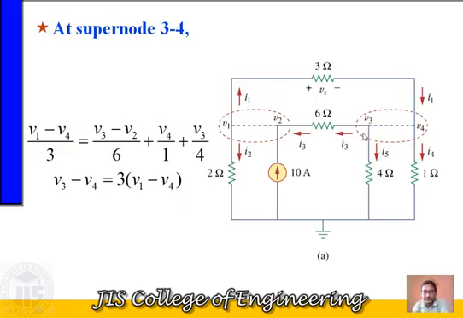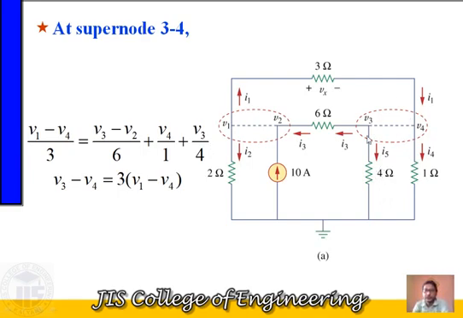Now the I3 current originates from V3 going to V2, so in place of I3 we can write (V3 minus V2) divided by 6. The I4 current originates from V4 going to the 0 voltage point and the resistance is 1 ohm, so I4 is equal to (V4 minus 0) divided by 1, which is simply V4. Similarly, I5 is (V3 minus 0) divided by 4, so V3 divided by 4 is your I5 current.